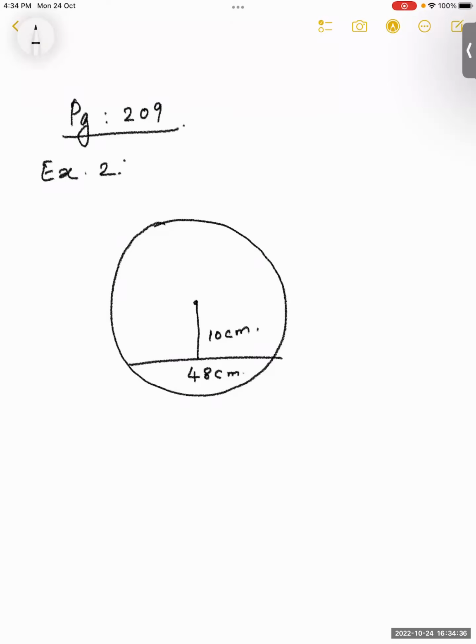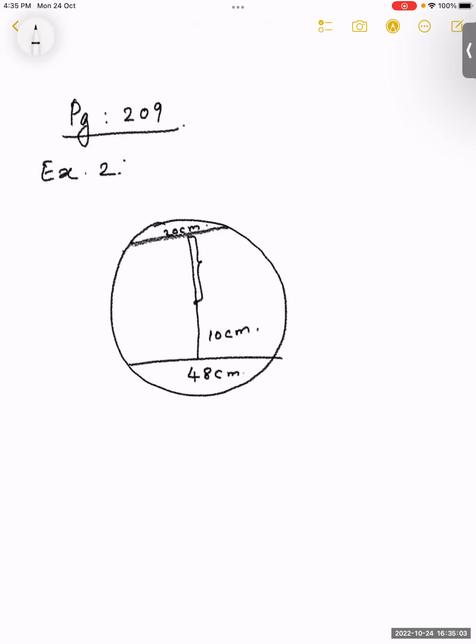Another chord of length 20 centimeter is drawn in the same circle. Find its distance from the center of the circle. So assuming that you have another chord, which will be really far, 20 centimeter will be here. You are asked to find out this distance. This distance is what you need to find out.